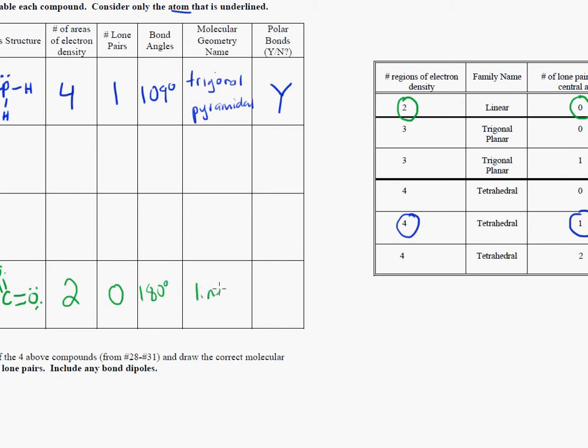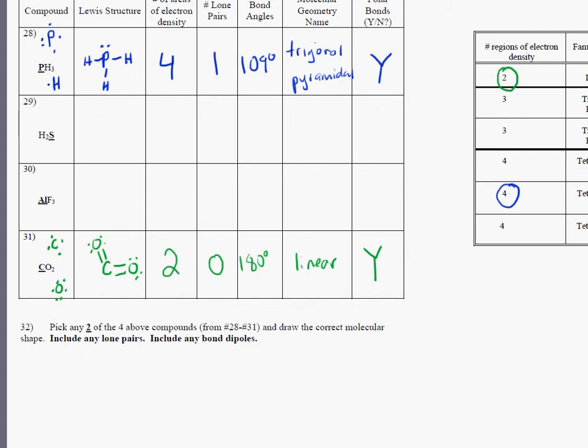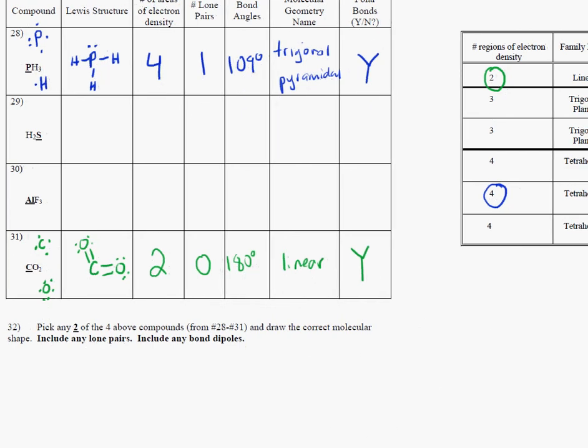Are carbon-oxygen bonds polar? Yes, they are always polar. There's a small difference in electronegativity. Oxygen is going to be pulling harder than carbon is going to be. So that's how you do number 28 and 31.